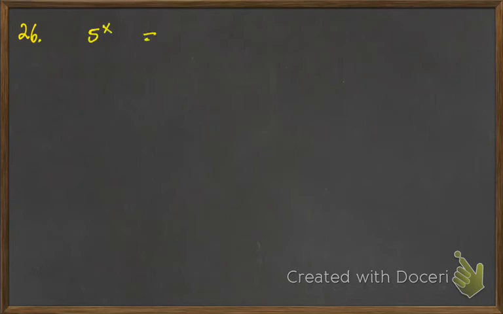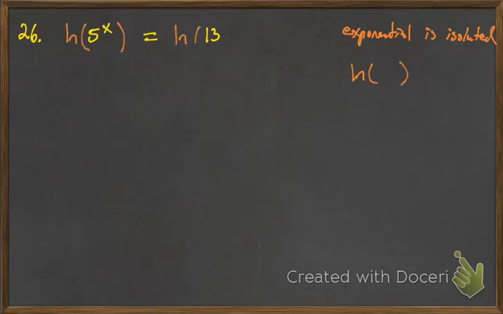Alright, so let's solve another one. 5 to the x is equal to, let me double check here, I think that's a 13. Okay, 13. So first thing to do is we're going to isolate the exponential, or look to isolate the exponential, but it's already isolated, so that's good to go. And so afterwards we're going to take the natural log of both sides, and then we'll use our power rule, which is going to bring down that exponent of x. So we'll mention that here in blue.